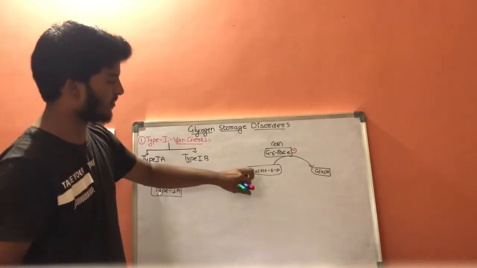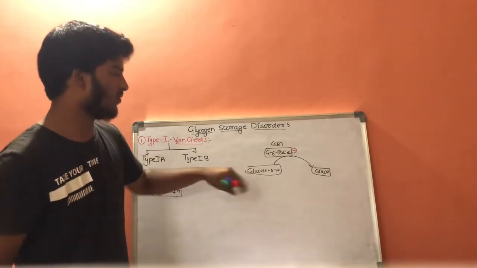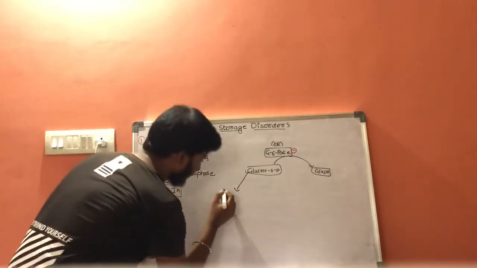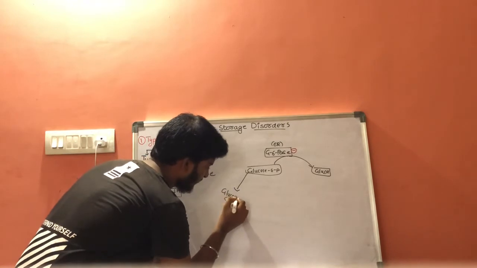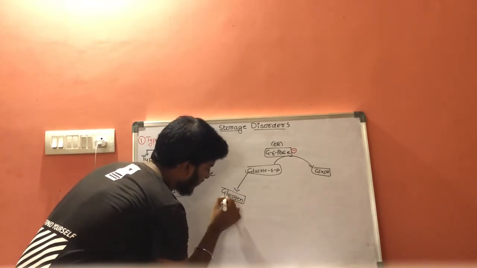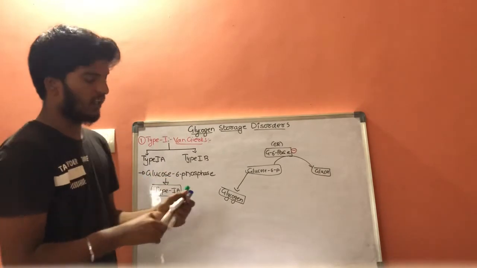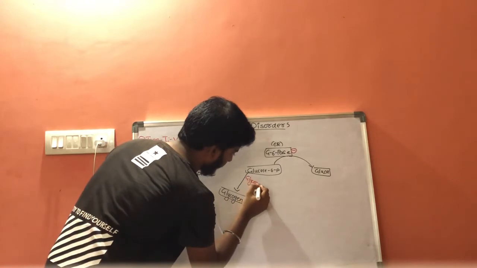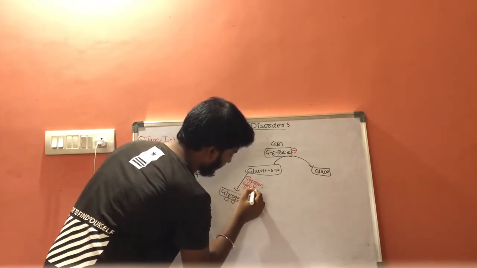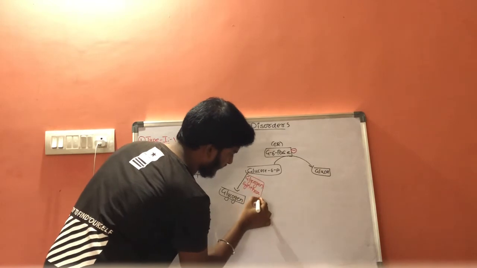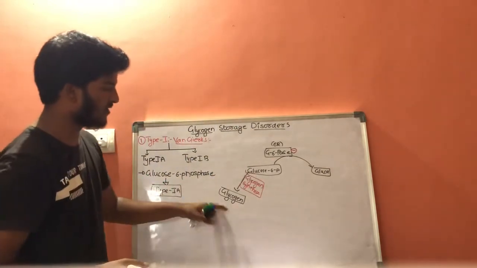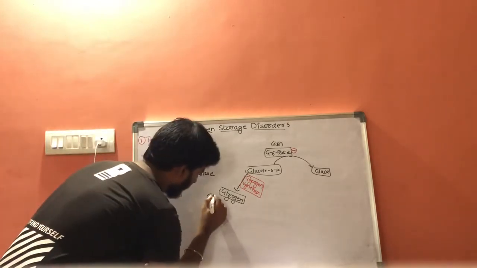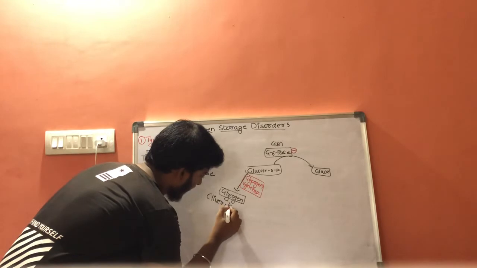Now, if we discuss the possibilities for glucose 6-phosphate, it may get converted into glycogen with the help of the enzyme glycogen synthase. This glycogen which is formed will be in the liver and kidney.